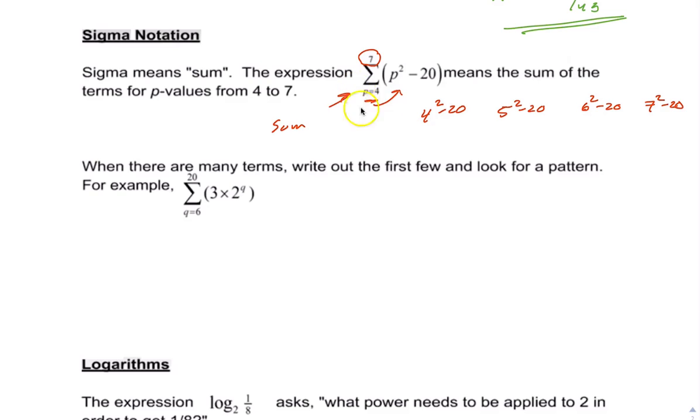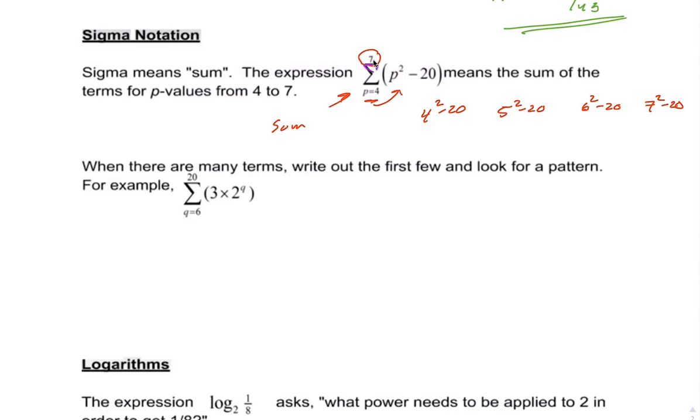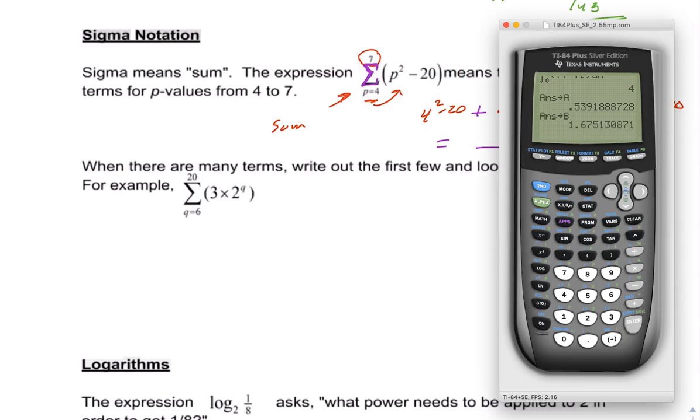So all we're going to do is start with this number down here and sub it into our equation until we get the top number. Then the sigma comes in. All this thing means is add them up. So plus, plus, plus. When you add all that up, you get your answer. So that's summation notation.